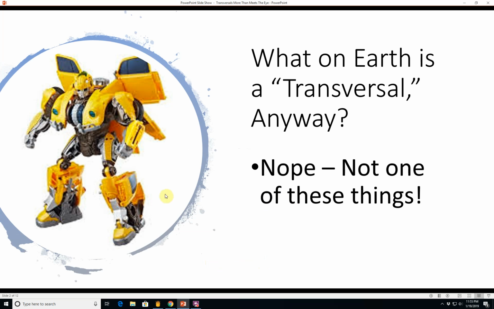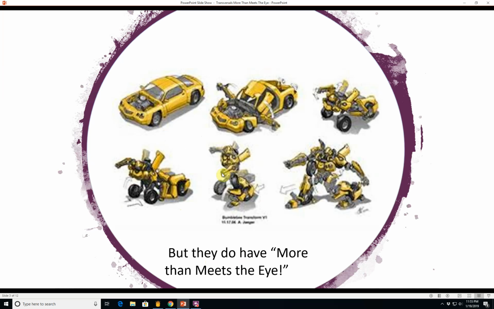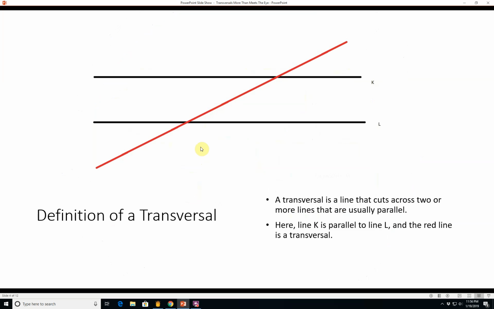What on earth is a transversal anyway? Is it one of these guys? Nope, it's not one of these things. That's a transformer, just like the opening. But they do have more than meets the eye. That's right, transversals are angles in disguise. So here's a transversal. A transversal is a line that cuts across two or more lines that are usually parallel.